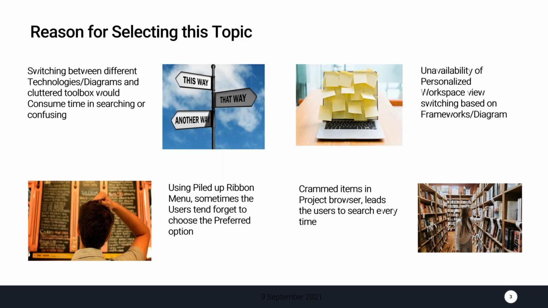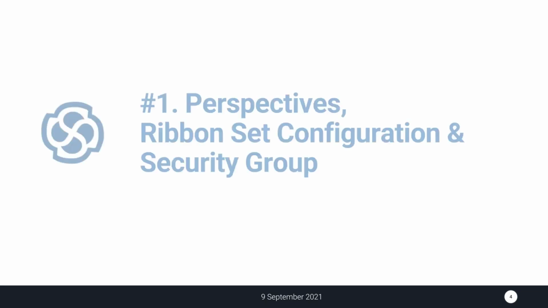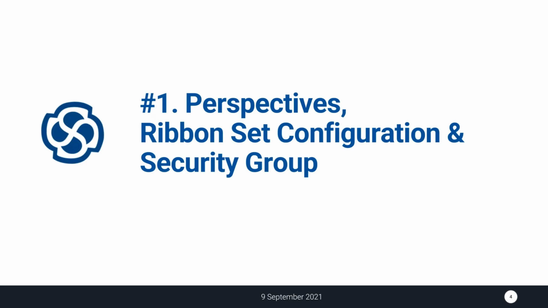All these features are very powerful, and I haven't seen most people using them to their fullest efficiency. If configuring these is treated as a prerequisite before starting your EA project, it could considerably reduce the time spent in modeling activity, and it keeps you focused on the things you are actually up to. So let's speak about perspectives, ribbon set configuration, and security group.